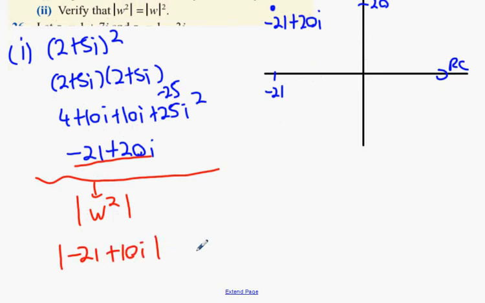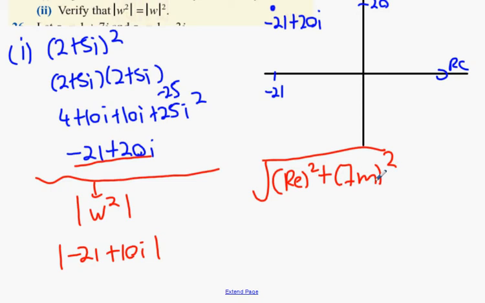Does anybody remember how to find the length of it again, or the modulus? What's the formula? Square root of real part squared plus imaginary part squared. Where can you find that on your tables? You can't. If you learned it using the distance formula, you won't be finding that anywhere on your tables. Exactly. So minus 21 squared plus 20 squared.